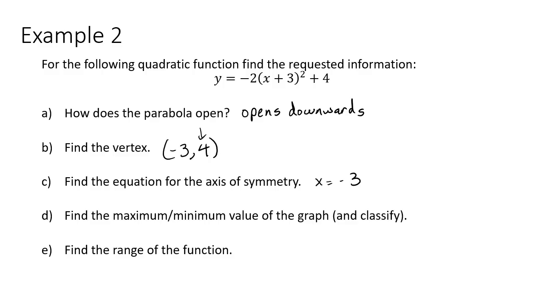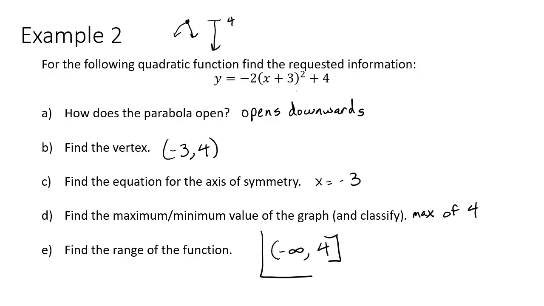The y value is the max or min, and since this parabola opens downwards, the vertex is at the top, so this would be a biggest or maximum value, which we often abbreviate as just max, of 4. And as for the range, the biggest y value this time around is 4. And it goes forever down to -infinity. So the range would be from -infinity up to +4.